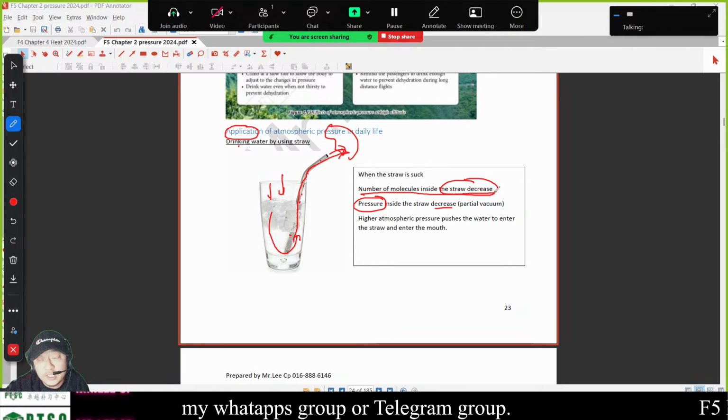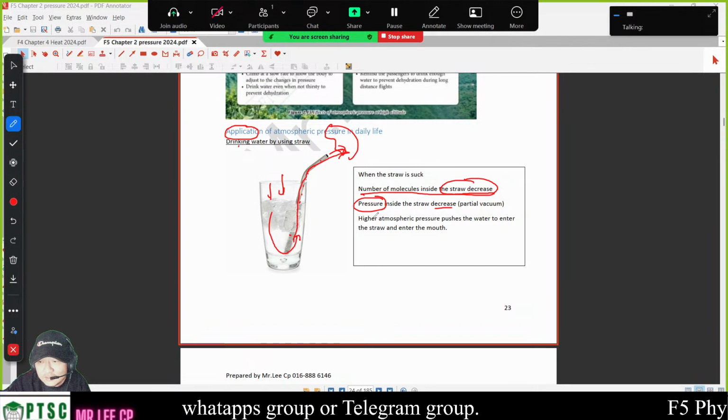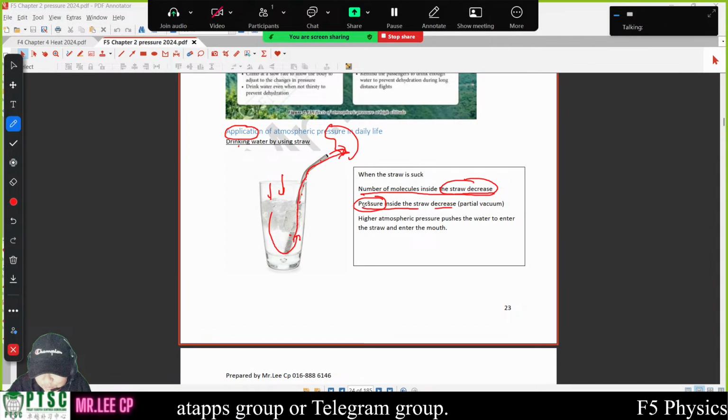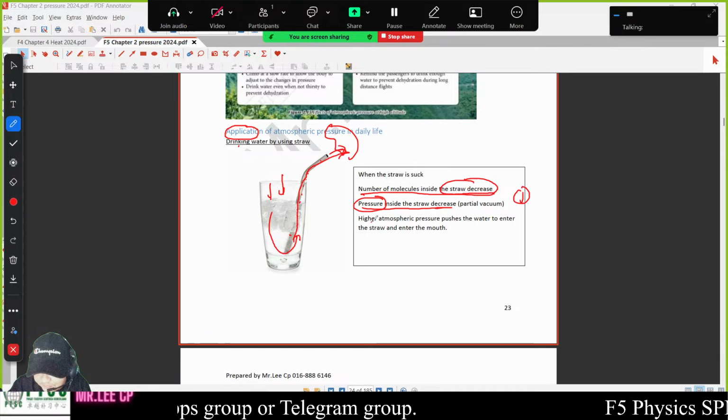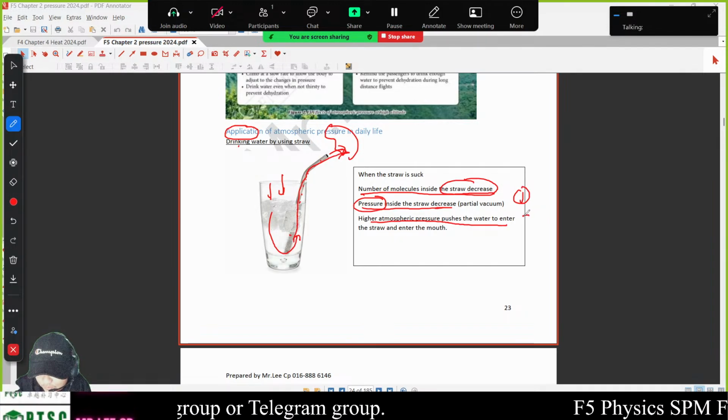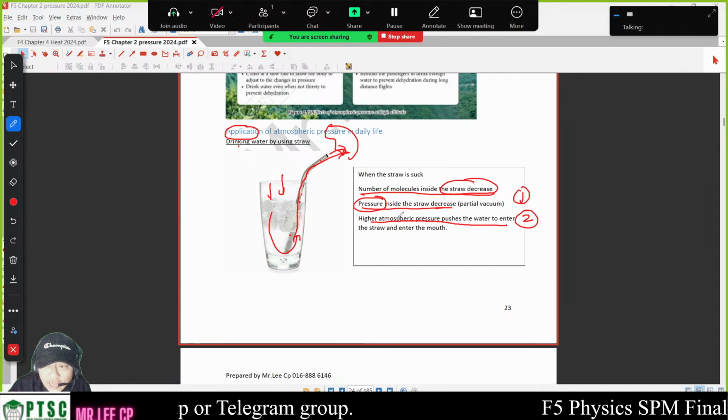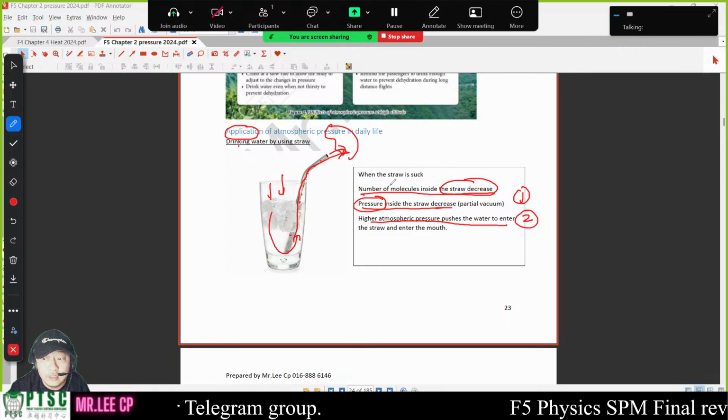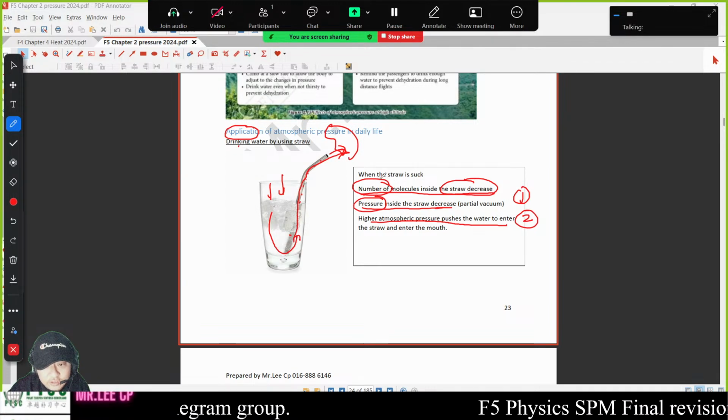So where is the format? Pressure inside the straw low, 1 mark. Higher atmospheric pressure pushes the water, 1 mark. Others depend on the question. Maybe this one because there are not enough marks.